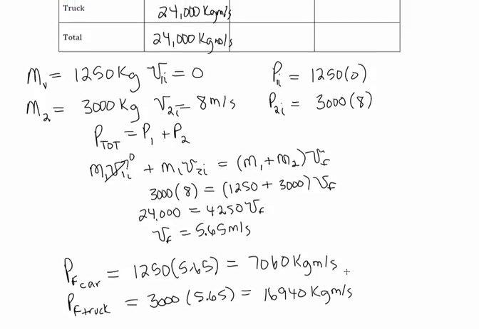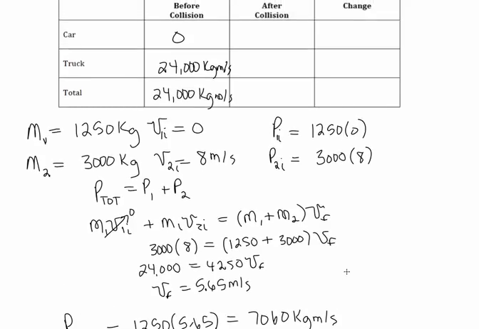So let's go back and fill this into our table up here. So the momentum of the car was 7,060 kilogram meters per second. The momentum of the truck is 16,950. So do you see how the momentum of the truck went down? But if I add these two, I'm going to get 24,010, but let's just round it to 24,000. We're going to have a little rounding stuff going on.